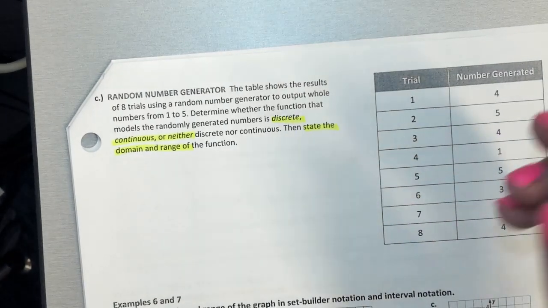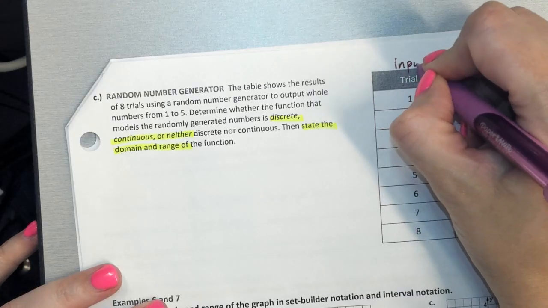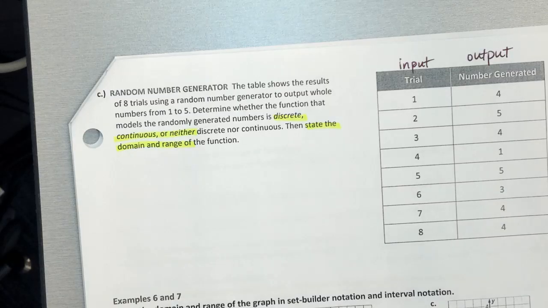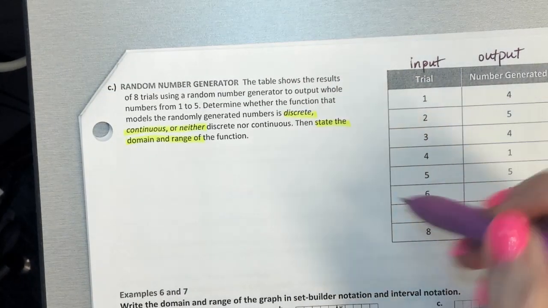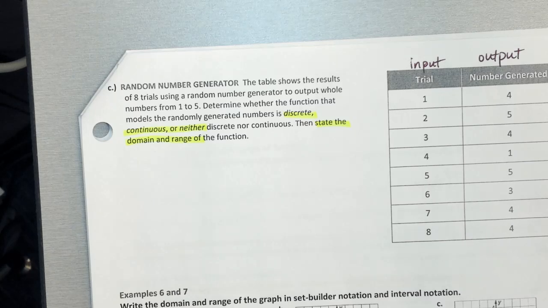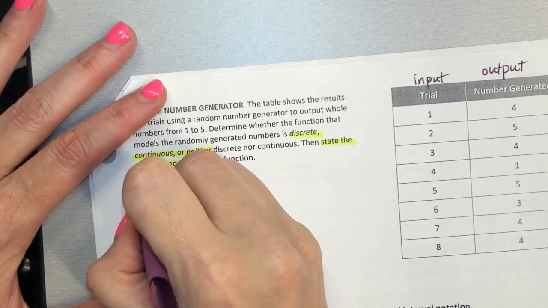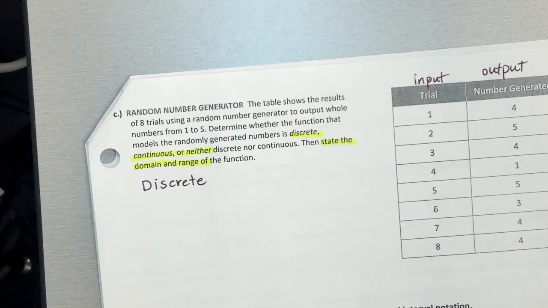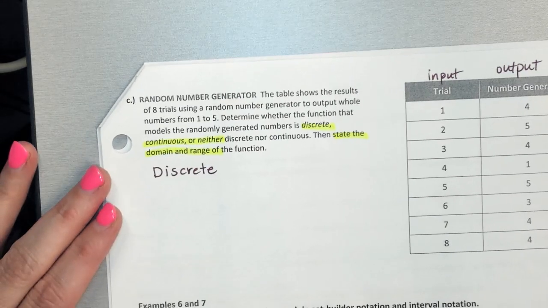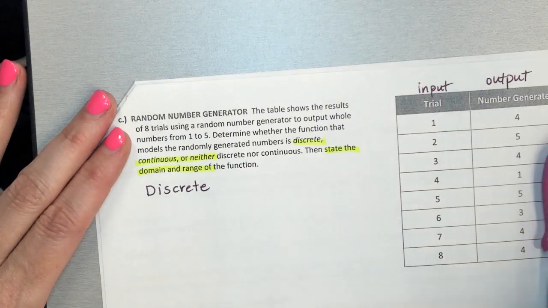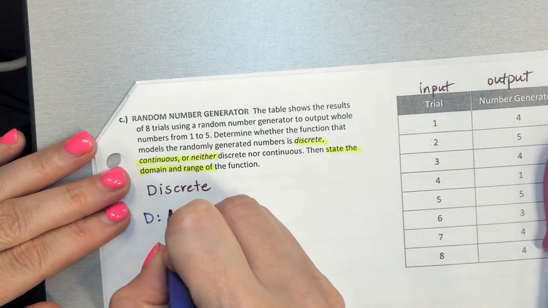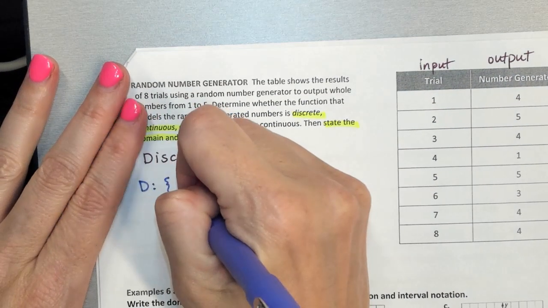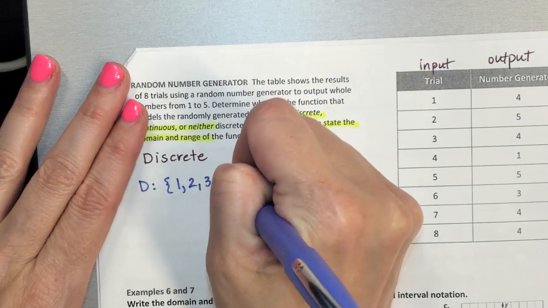All right, so just like on the last table, we have the input and we have the output here. So the trial and then the number that is generated. So if you look at the trial, they're only those whole numbers. The output is only those whole numbers. So this is going to be discrete. It's not going to do any of the numbers in between. Okay, and then your domain is going to be the list of all of your input values. Okay, so we're just going to list them 1, 2, 3, 4, 5, 6, 7, 8.